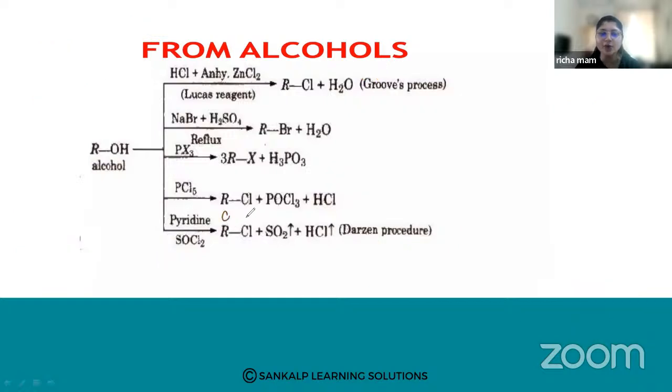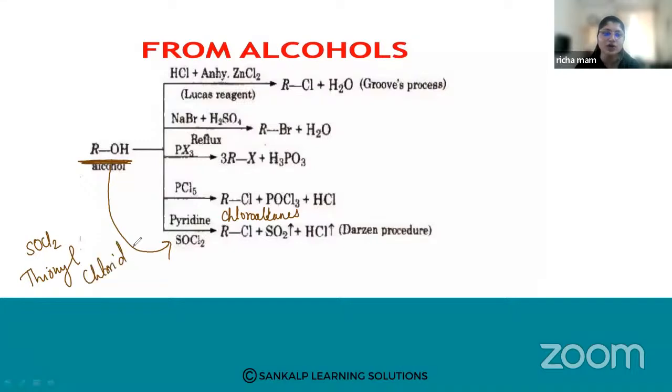From this method, you can obtain chloroalkanes. Chloroalkanes are prepared by refluxing the alcohols with thionyl chloride. What is SOCl2? SOCl2 is thionyl chloride. When you treat alcohols with thionyl chloride in the presence of pyridine, which is a base, chloroalkanes can be prepared. This process is called Darzan's process.